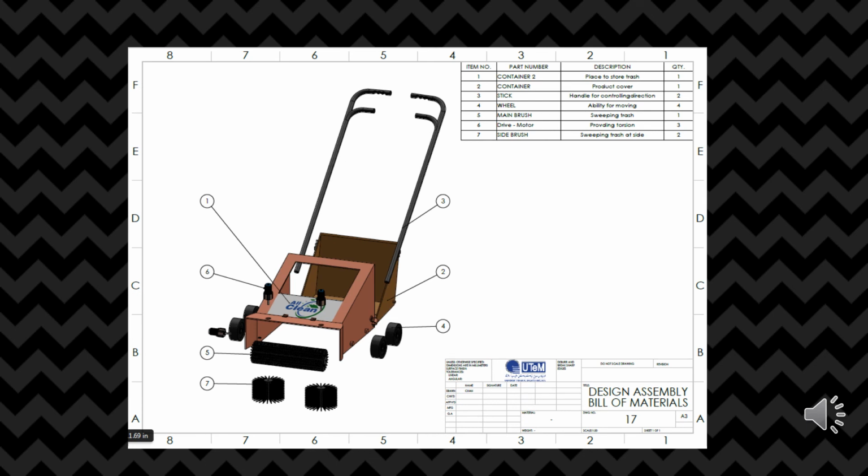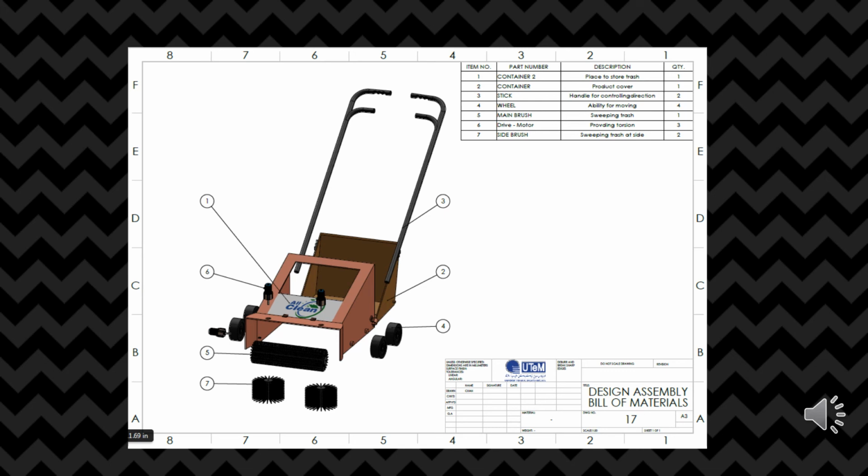Next, this drawing shows the exploded view of our product. Look at the bill of material table. Our product has 7 items. First, container 2, used to place the trash. Number 2, container, which is the cover of the product. Number 3, stick, used to handle and control the direction.